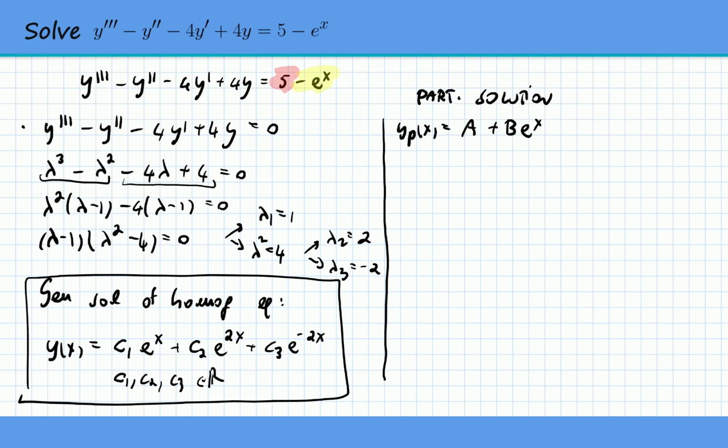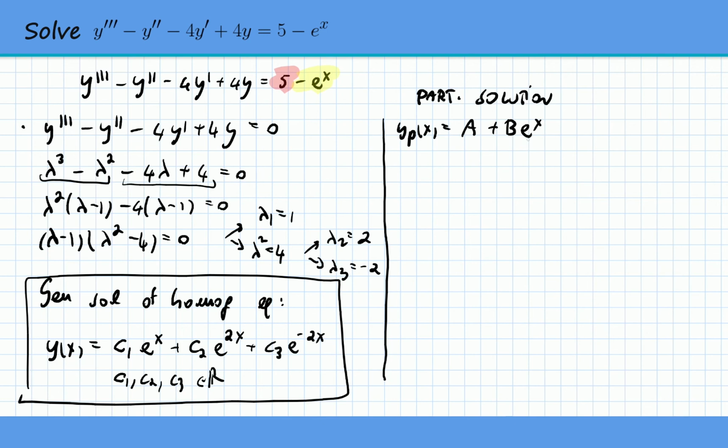Now let's check if we can already determine if this is going to be successful or if we need to multiply anything by x. First, for the constant, we see that a constant, just a constant like c, is not a solution of the homogeneous equation. Also, this is because lambda equals 0 is not a root. So this constant a will work just fine.